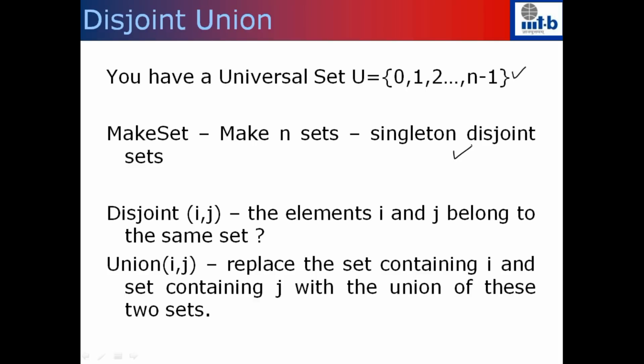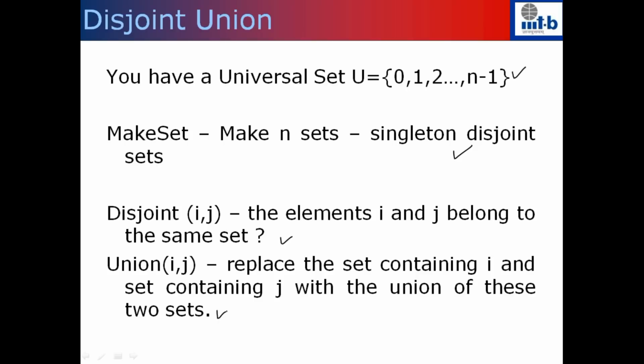Then we have two important operations to be done on these sets. At any point of time, what we have is a collection of disjoint subsets of this universal set. So given two elements, disjoint of i comma j, we want to know whether i and j belong to the same set or a different set. And in union of i comma j, if you give me i and j which belong to two different sets, then we want to replace the set containing i and the set containing j with the union of these two sets.